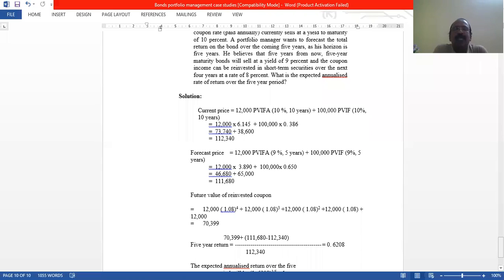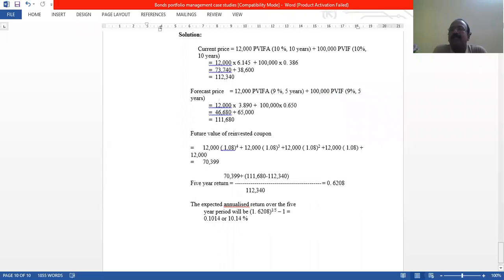So how do we get the annualized return? 1 plus R power 1 by N minus 1. Somebody is asking, how do we get that? Then he has asked about the 4-year return. That is 1.6208 power 1 by 5. Here N is the 5-year horizon period. 1 by 5 minus 1. That is 10.14. That is your annualized return. Got it? 4-year return.